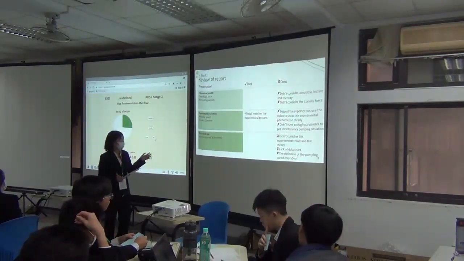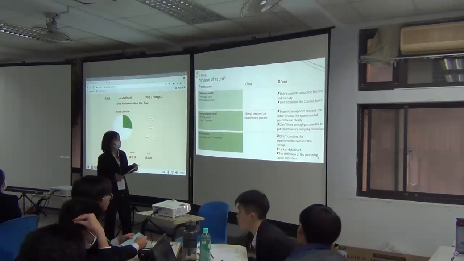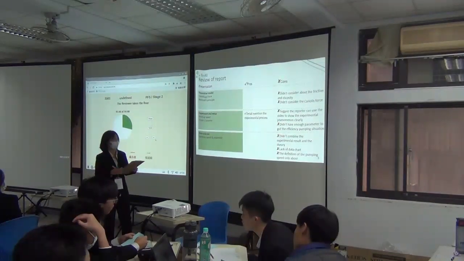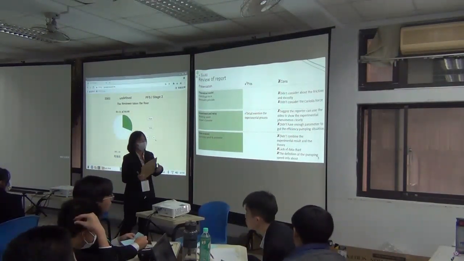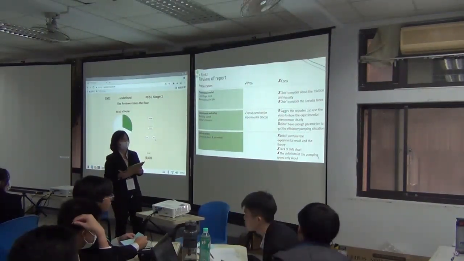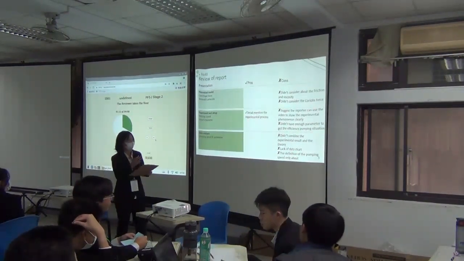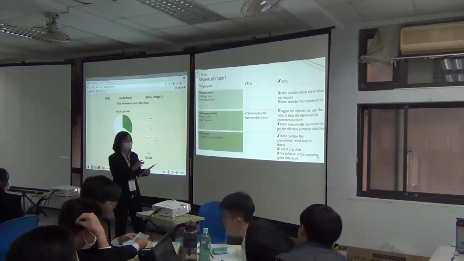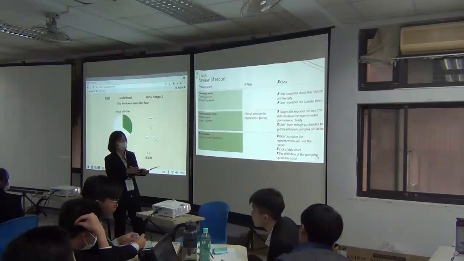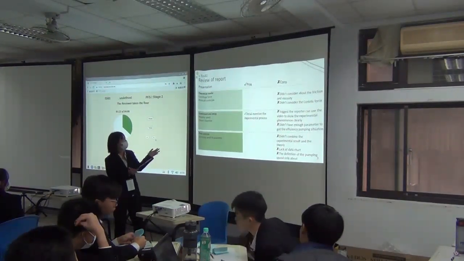For the data analysis part, they compared the pumping speed and the parameters. For the cons, they didn't combine the experimental result and the theory, and lacked data charts, and the definition of the pumping speed was only about a cup and the time for the water to be pumped out, how much it will be.